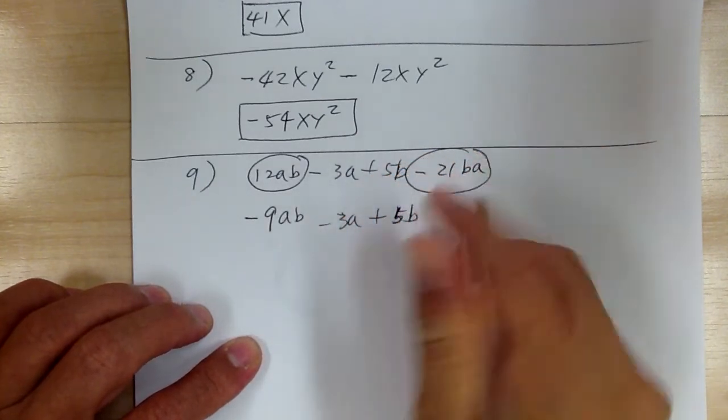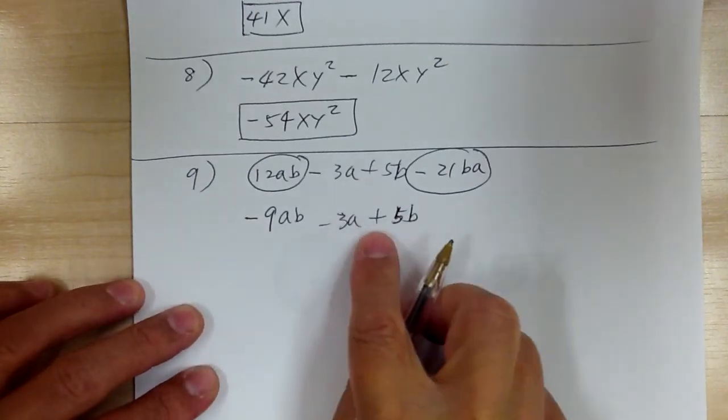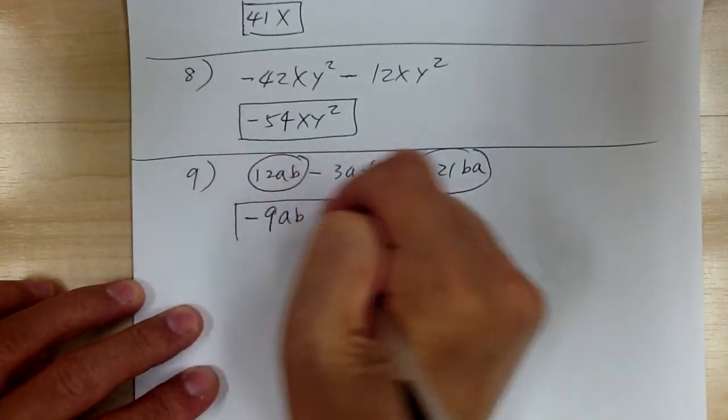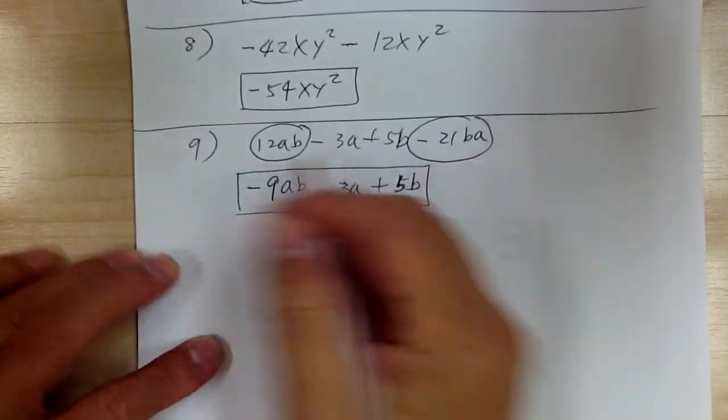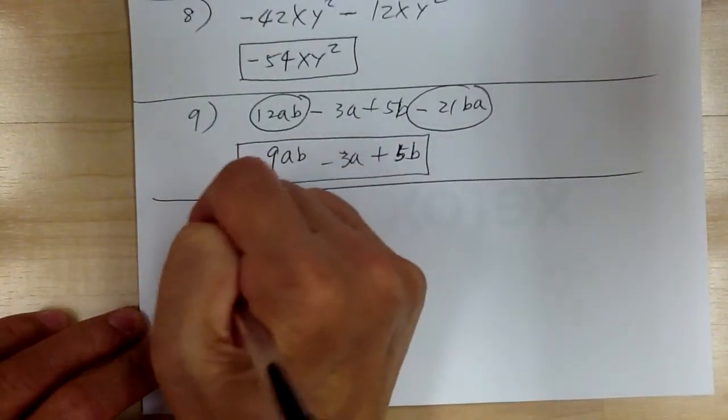Okay, so these are different terms. These are unlike terms, so you cannot do anything to them. You only can combine the like terms. Okay, let's go to number 10.